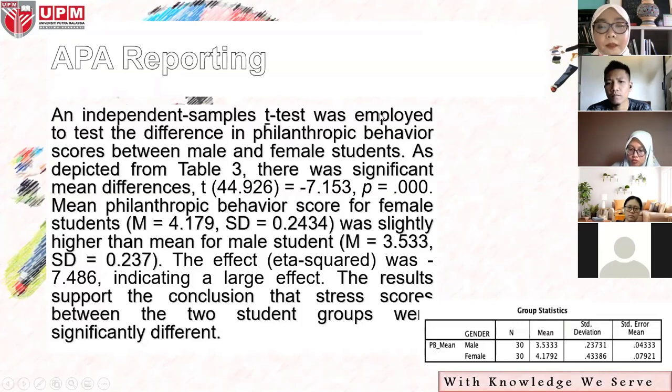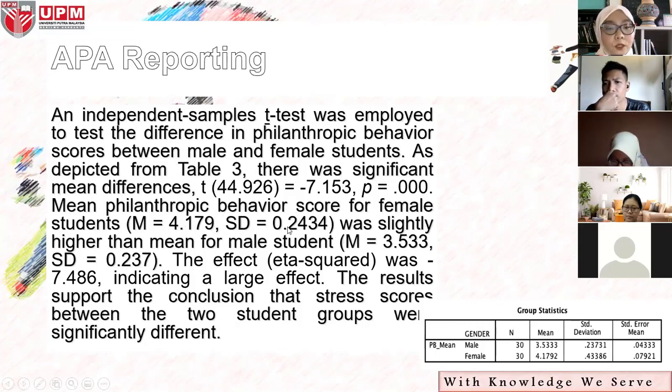An independent sample t-test was employed to test the difference in philanthropic behavior scores between male and female students. Sorry, volunteers ni. As depicted in Table 3, there was a significant mean difference, t with degrees of freedom 44.926 equals negative 7.153, significance value equals 0.00. The mean philanthropic behavior score for female students, M equals 4.179, standard deviation equals 0.2434, was slightly higher than for male students, M equals 3.533, standard deviation 0.237.